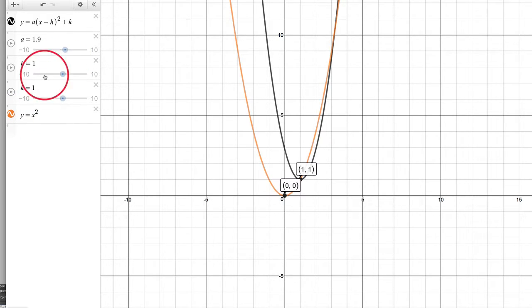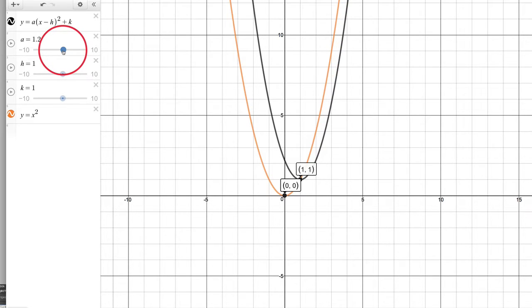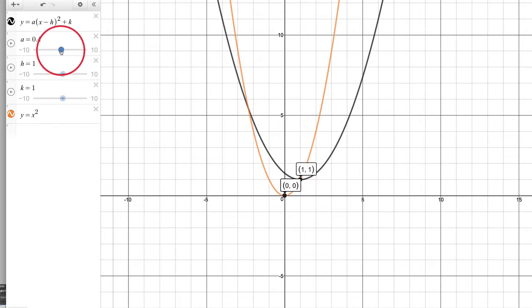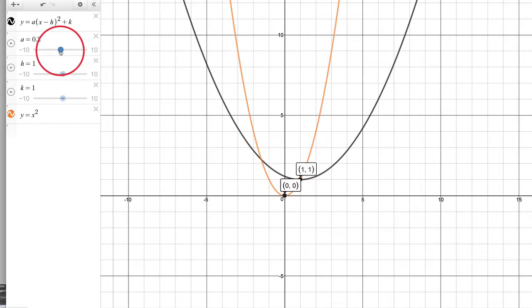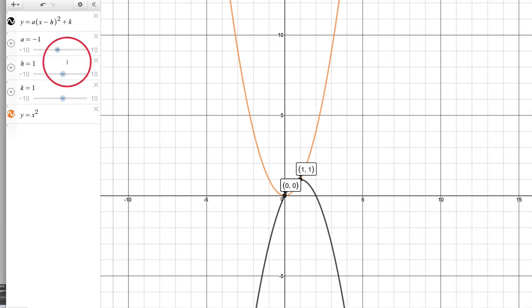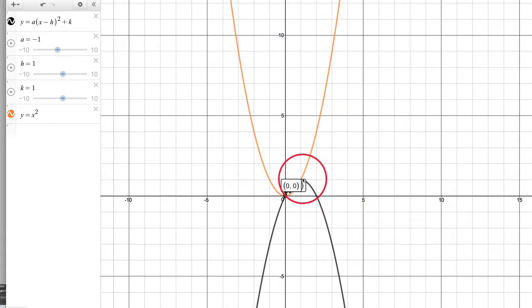Let me turn the parent function back on. But if our a value is less than 1 but bigger than 0, we get some shrinking that happens here. And lastly, if our a value is negative, let's make it a negative 1, you can see that this graph here would have the same width as our parent function but open downward. And so with respect to vertex form, this a value is always going to dictate where that point (1, 1) would have been on our normal function here.